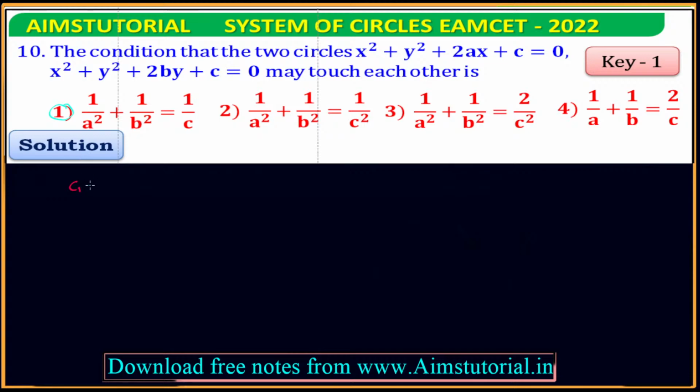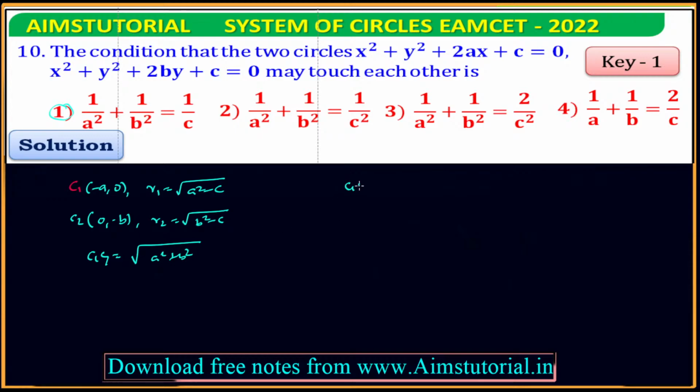First we have to find c1, the center of the first circle, that is minus a comma 0, and the radius is root over a square minus c. The center of the second circle is 0 comma minus b. Since the x term is not there, the radius is root over b square minus c. And c1 c2, the distance between the centers, is root of a square plus b square.